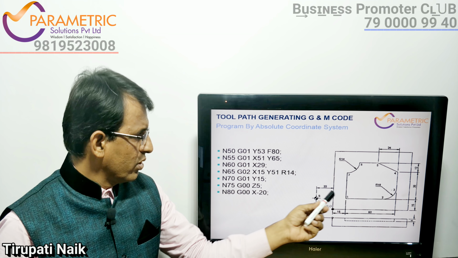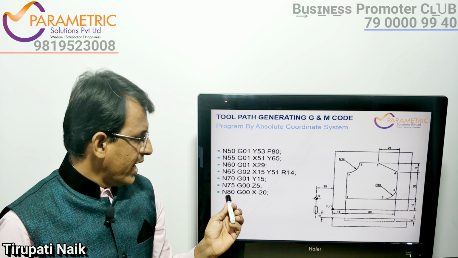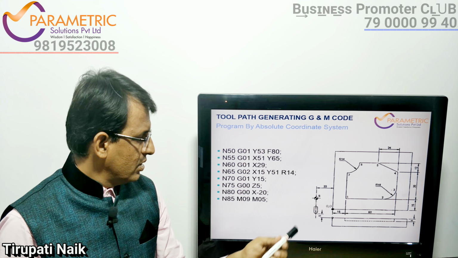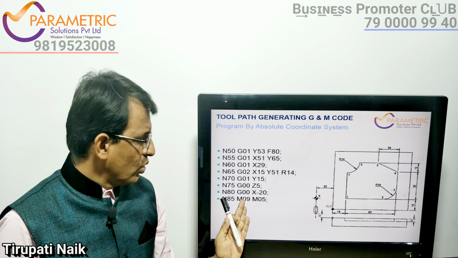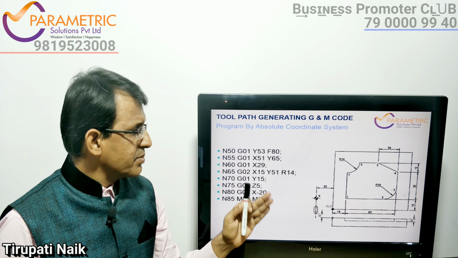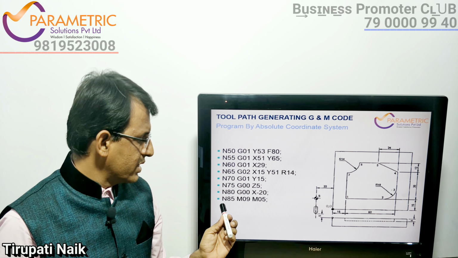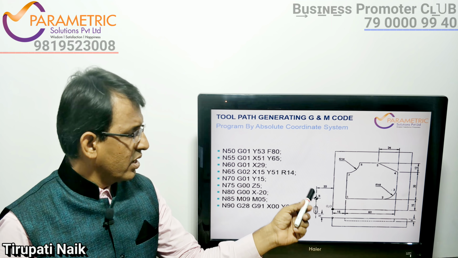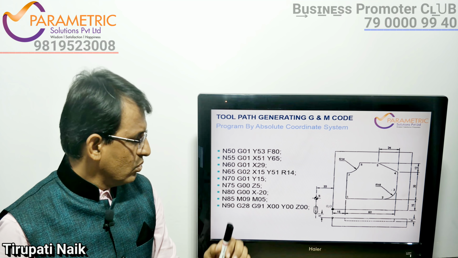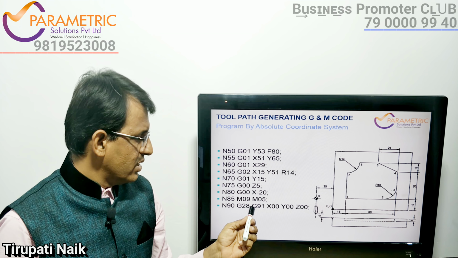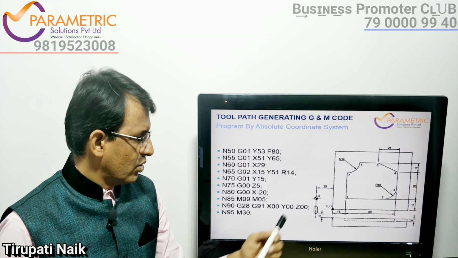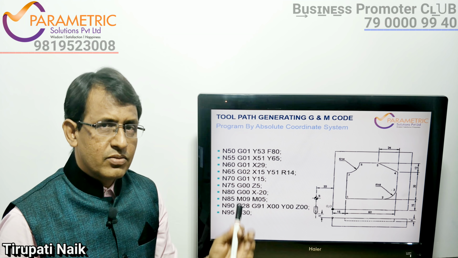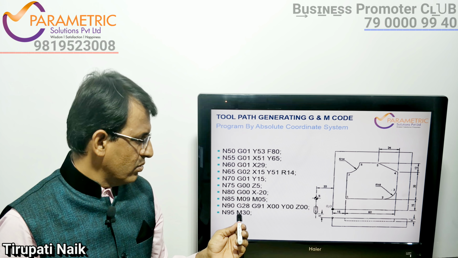Then from here the tool goes back to the start position, N80, G00, X minus 20. Then from here, stop the coolant off, that is M09, and spindle off, that is M05. That is N85, M09, M05. And then from here, the turret moves to the tool reference, that is G28, G91, X0, Y0, Z0. Then program off, that is stop and rewind, that is N95, M30 program.